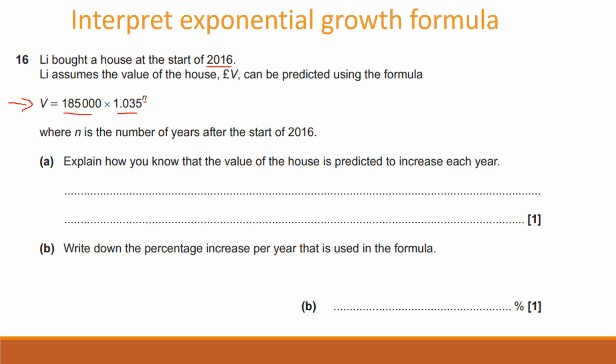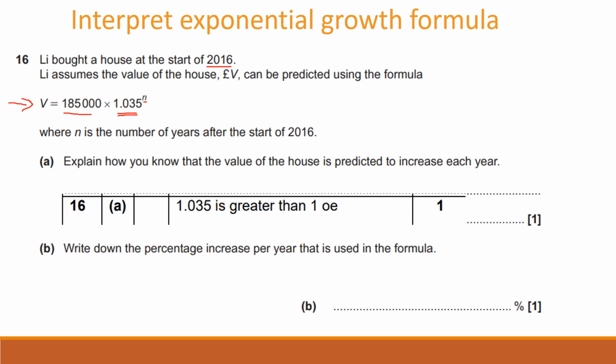And we've got to explain in part A how you know that the value of the house is predicted to increase each year. Now, this bit of information comes from this multiplier. Okay, now I'm going to show you exactly how to do the multiplier in part B. So you might want to look back into part A after you've done part B, because it will make a little bit more sense. But basically, if you have got a number here greater than 1, you have got an increase. And if you've got a number less than 1, you have got a decrease. Now the number we have got here is 1.035, which is greater than 1, which means it's an increase.